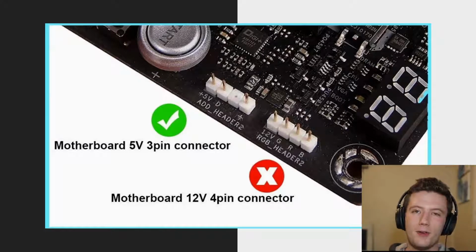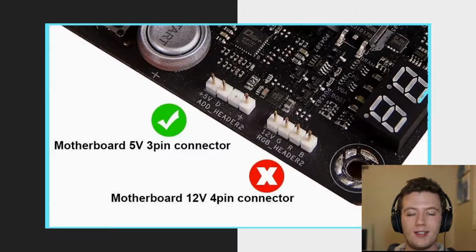The second one, the one to the right, that's a 12 volt RGB header, but you'll see it doesn't say that it's addressable, so this will be a standard RGB header. Now, it is possible to get a 12 volt addressable header, but it's not as common. Usually it's just the 5 volt.